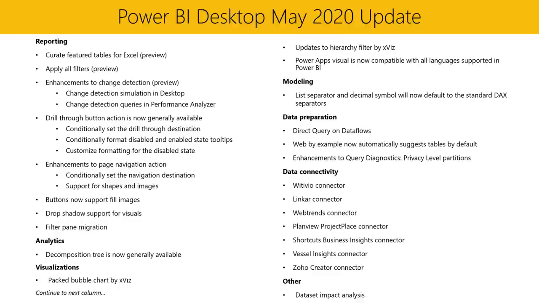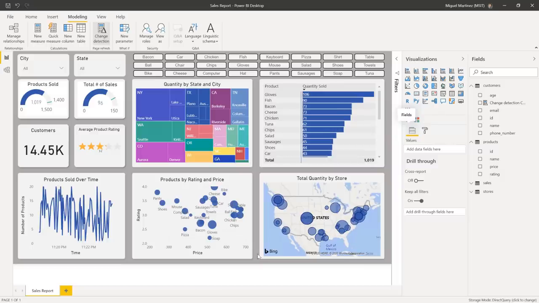Change detection can now be simulated in desktop, and you can now track change detection queries in the Performance Analyzer. Let's have Miguel walk us through a demo of these updates. Now, let's take a look at the two new additions for change detection. If you remember, in the previous release, we enabled the capability for you to create a change detection measure that would poll your direct query source for changes and update the visuals on a page. The two new additions this month are, number one, a simulation, so you can see your visuals changing based on that change detection. And second, the ability to see the performance of the measure itself in the Performance Analyzer. So let's take a look.